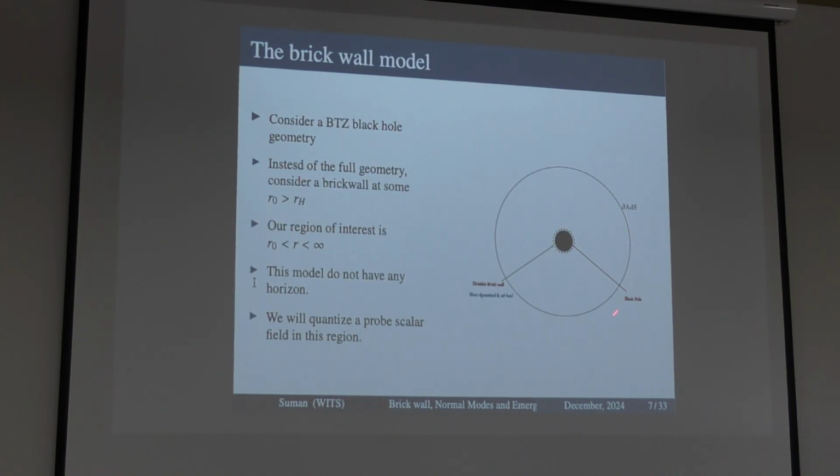So we have the BTZ black hole background. BTZ, because it's simpler to do the calculation in three-dimensional black holes. Then we put a brick wall at some position, let's say at r0. So our geometry is not the full geometry. Our geometry is from r0 to infinity, and so this model does not have any horizon. And we quantize the probe scalar field in this region, outside, from r0 to infinity.